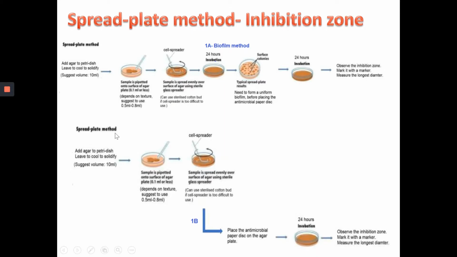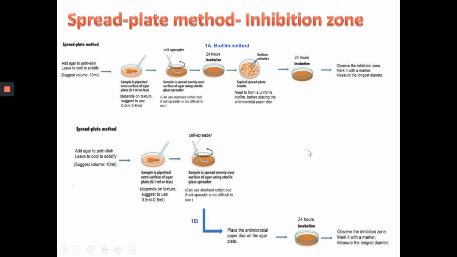Next, for 1B, you prepare the agar, pour your bacteria solution in, use your cell spreader to spread it, and then place your antimicrobial paper disc onto the agar on the same day. Then you incubate it for 24 hours to observe the diameter of the inhibition zone. The big difference is that the first method gives time to form a biofilm, but in the second method you put the disc on the same day as your incubation.